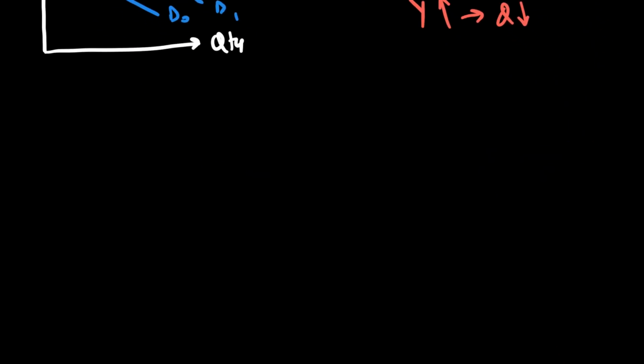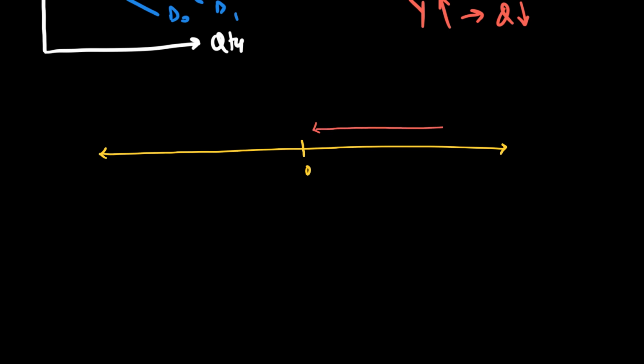So I'm going to make a whole spectrum here again to show you guys. Let's say this is 0, which means everything here is positive, and if your value of your YD is positive, we say that in that case we are looking at a normal good, right? But if the value is negative, we say we're looking at an inferior good.